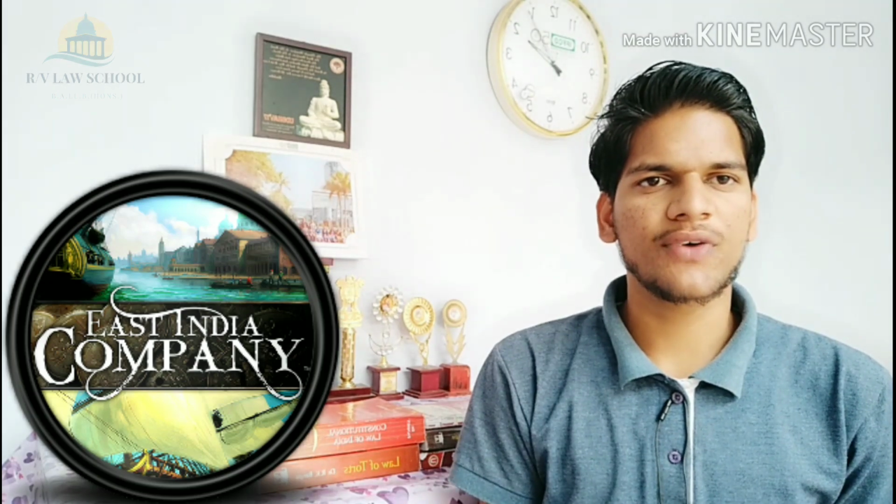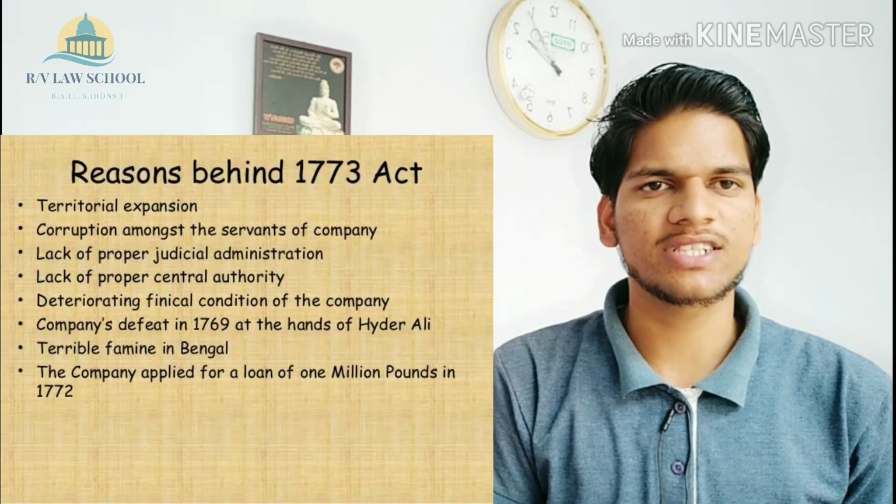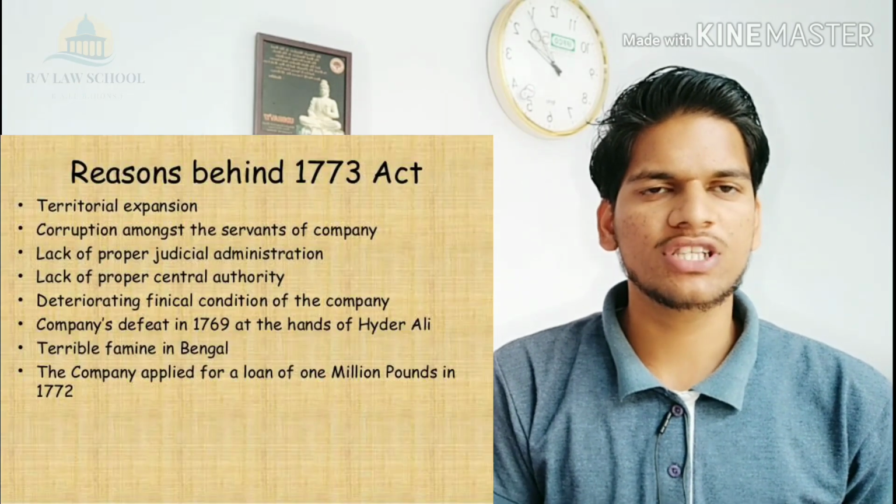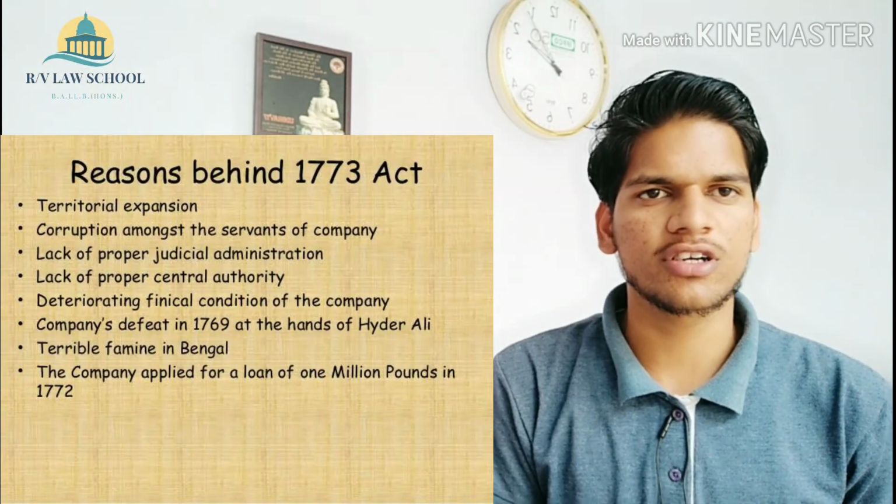In the very beginning, the affairs of East India Company were not well. That's why they brought an act, that is Regulating Act 1773. It was the first step taken by the British government to control and regulate the affairs of the East India Company. So let's talk about the main features of this act.